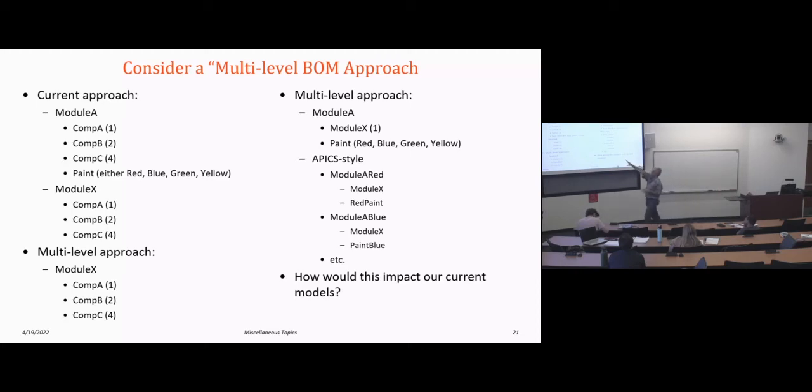So in our current approach, we have module A, which has 1 component A, 2 component Bs, 4 component Cs, and then either red, blue, green, or yellow paint. And a module X is 1 component A, 2 component Bs, 4 component Cs. In a multi-level approach, our module X would be the exact same, but our module A would say, I need a module X and I need some paint.